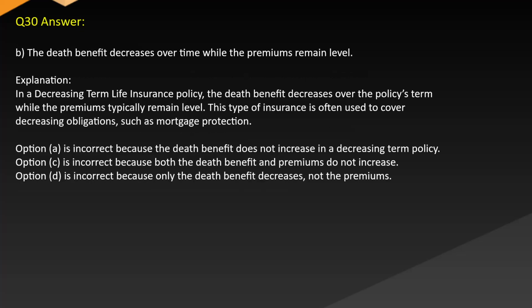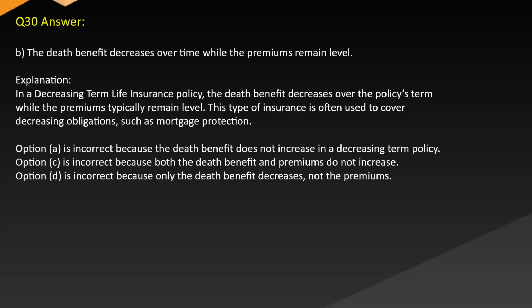Answer: B. The death benefit decreases over time while the premiums remain level. Explanation: in a decreasing term life insurance policy, the death benefit decreases over the policy's term while the premiums typically remain level. This type of insurance is often used to cover decreasing obligations such as mortgage protection.